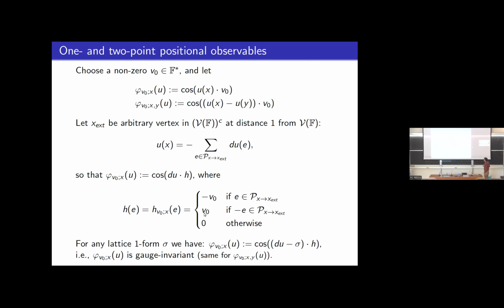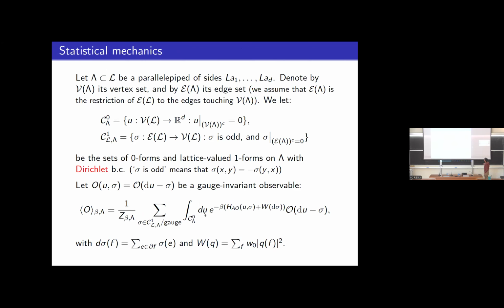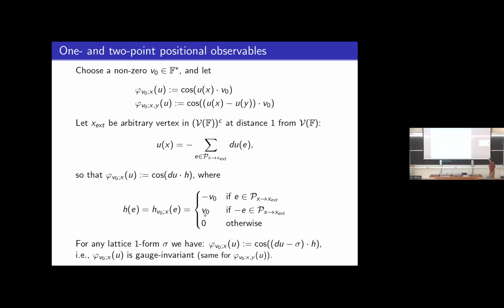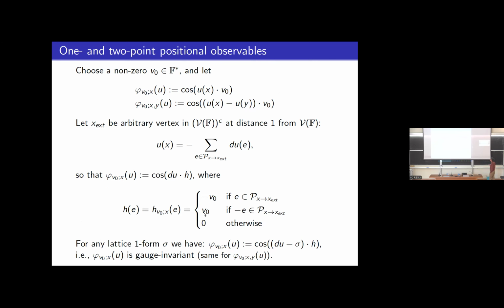Here h is a function over edges, which is equal to minus v naught if E belongs to a lattice path from X to a reference point in the exterior of our box. I recall you that we are considering the box with Dirichlet boundary conditions for technical reasons. These two observables play the analog role in this context of 1 minus u squared and 1 minus ux squared and 1 minus ux minus uy squared that were used in the harmonic approximation to test positional long-range order.